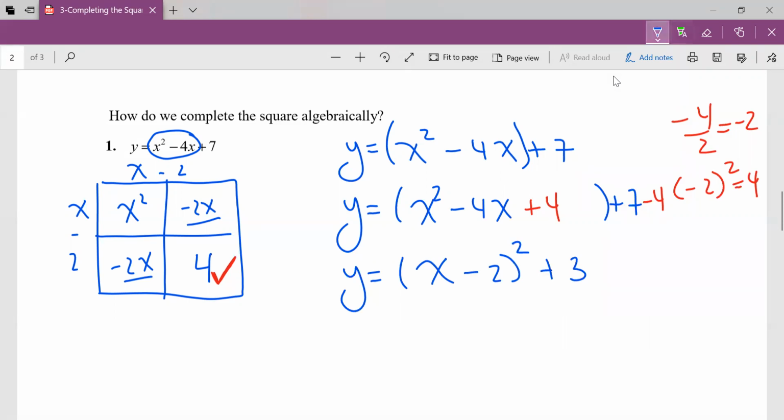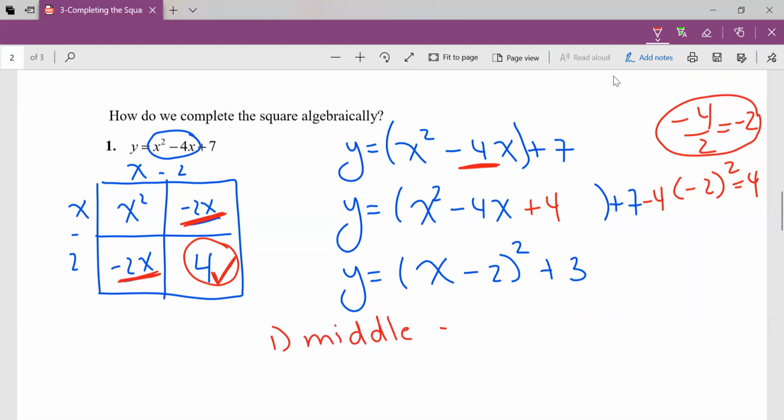So algebraically, what did we just do? We took our middle term and divided it by 2. That's the same as what we did over here. We divided it by 2, and then we squared it. That's the same as what we did right here. So really, the algebraic is the same as the visual. We're just not going to draw the picture every single time. So again, steps: middle term, divided by 2, square this number, balance. That's it. There's your steps for completing the square.